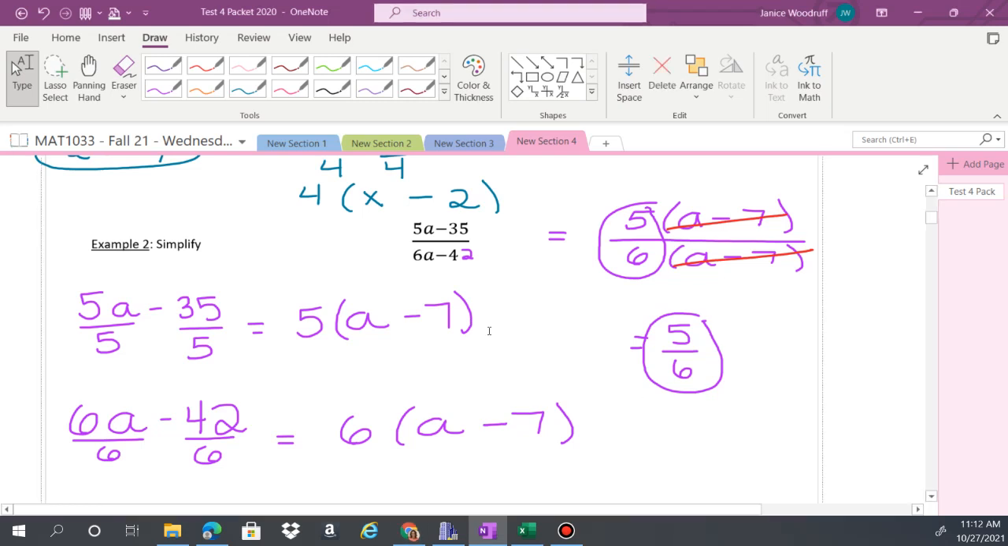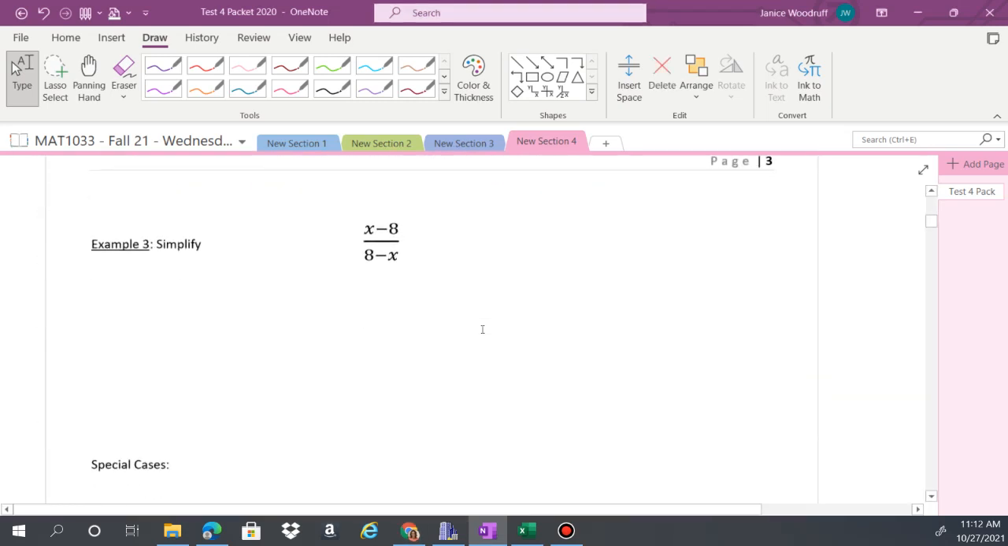Okay, let's look at the next example. So here we have x minus 8 over 8 minus x. So it looks like they're the same factors. They have the same numbers and letters, but they're not written the same. So what I want to do is, in my denominator here, take the x and write it in the front. If I move that around, it has to bring the sign with it. So this is a negative x and a positive 8.